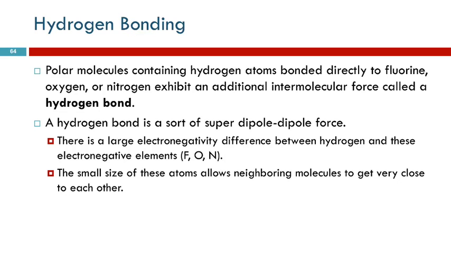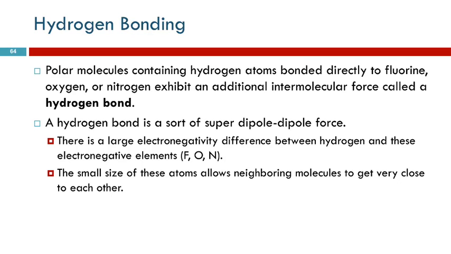The next one is hydrogen bonding. Hydrogen bonding happens in polar molecules that have a hydrogen atom bonded directly to fluorine, oxygen, or nitrogen. So this is called a hydrogen bond. You could think of it as a super dipole force, like Superman, right? He's stronger and better and everything. Super dipole force. It's called hydrogen bonding.